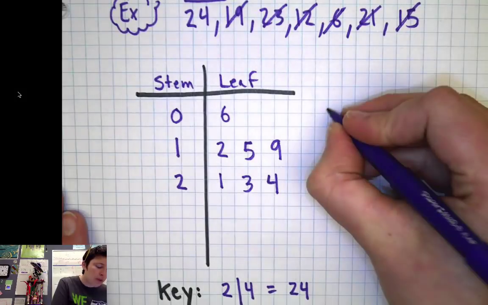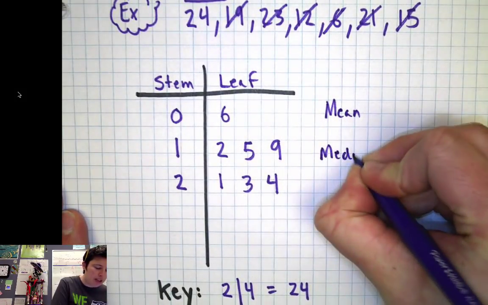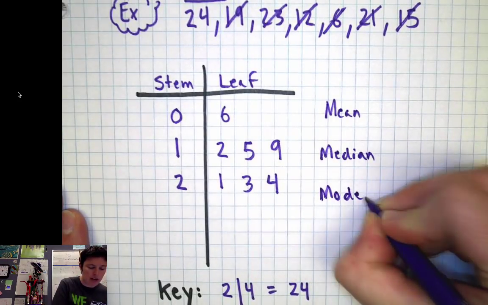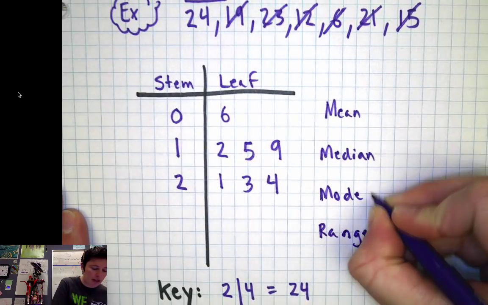But if I needed to do more, like maybe I need to find the mean, median, and mode, that would be pretty easy for me to do. I think I'm going to do that right now. Let's do mean, median, mode, and let's put range on there too. I think all 4 of those is good to do.